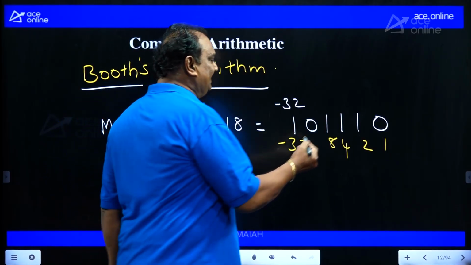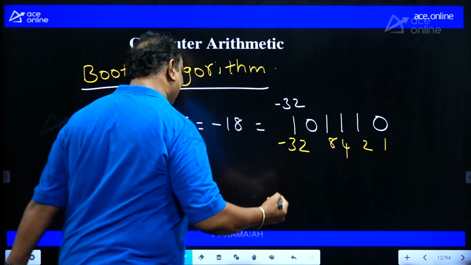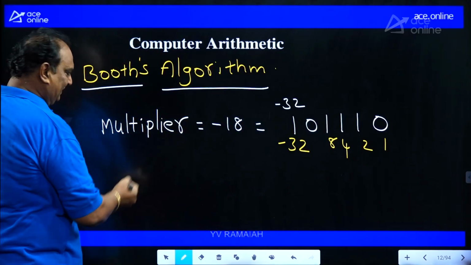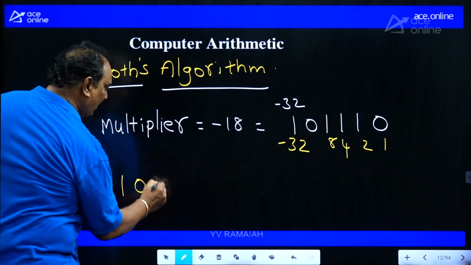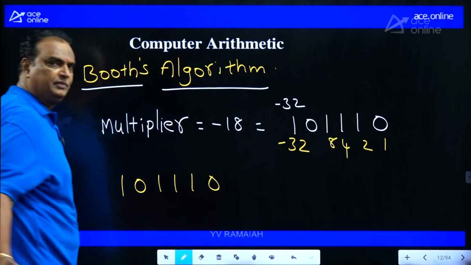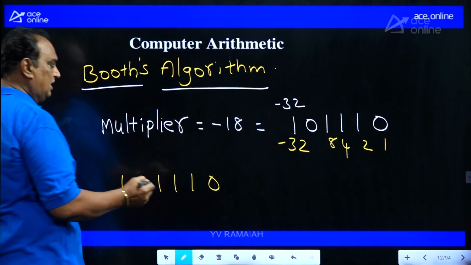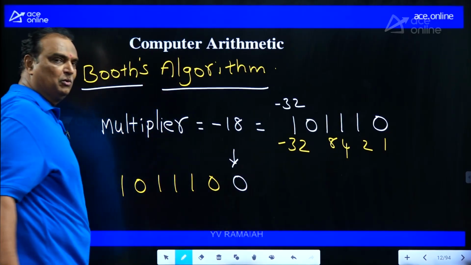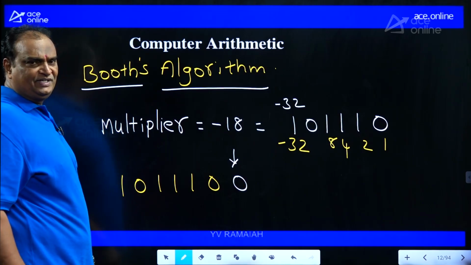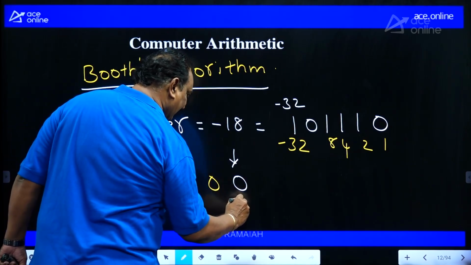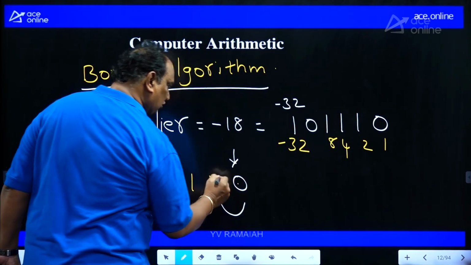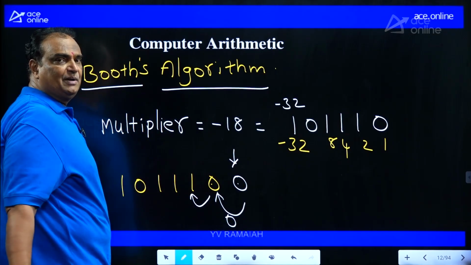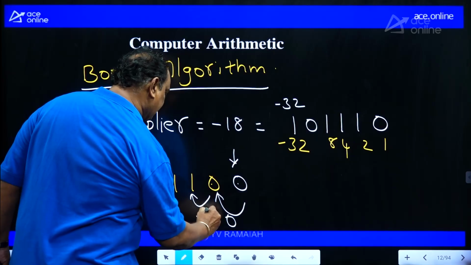Okay? In this, first write the binary value for the multiplier: 1, 0, 1, 1, 1, 0. Take one special bit at the right side. Always that special bit is 0. Now, scan the successive bits. While moving the scan, when scanning moves from 0 to 0, no operation. Right side 0, left side 1: the shifted multiplicand is added for minus 1 times.